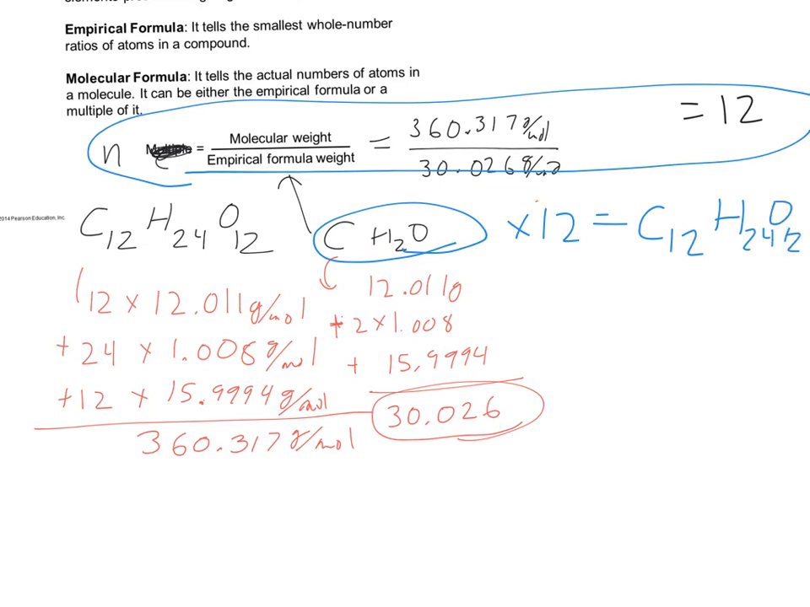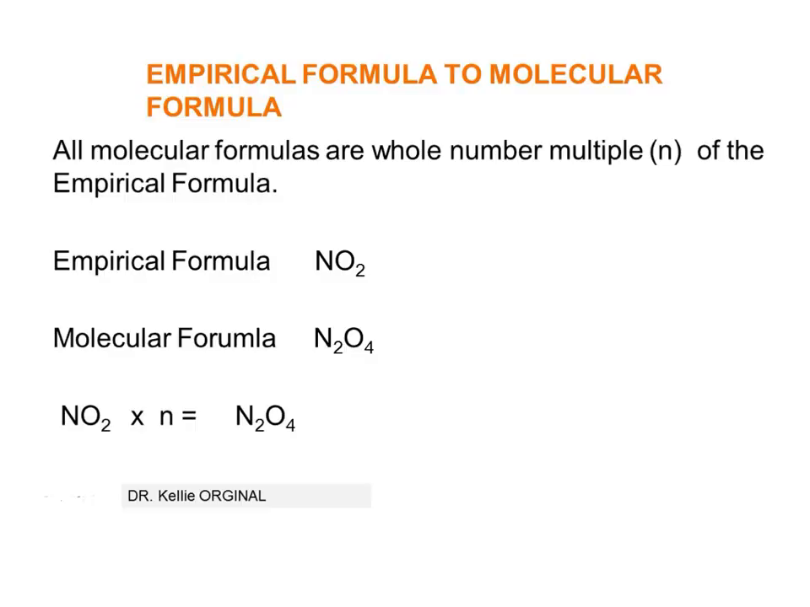Now, let's take a look at how we determine what an element's empirical formula is in the laboratory. Let's expand upon this. All molecular formulas are whole number multiples of the empirical formula. For example, the molecular formula N2O4 would have an empirical formula of NO2, right? Because I could divide both the 2 and the 4 by 2, and that would give me the empirical formula NO2.